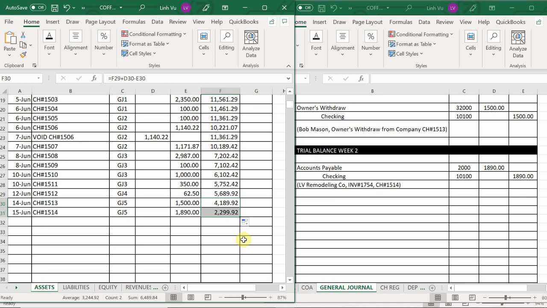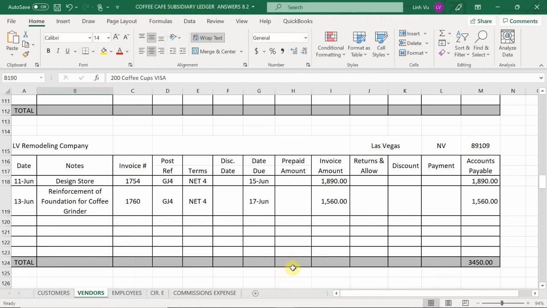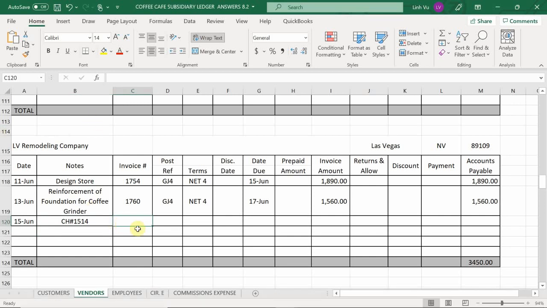Now we go to the subsidiary ledger, to LV Remodeling Co. And we're going to pay. That was for a remodeling job. Invoice 17, so it's design store. We have the invoice there. 1754, page 5.